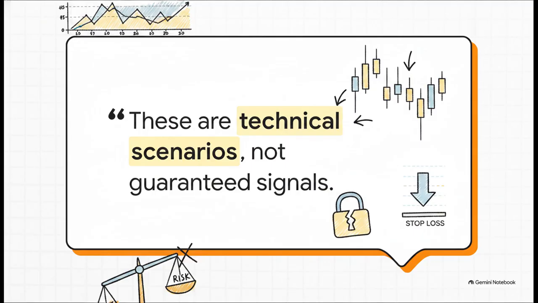We're out here mapping probabilities based on historical data, moving averages, and macro drivers. Smart traders don't look for guarantees. They manage risk based on data. Those stop losses provided, they are there for a reason, so please use them.